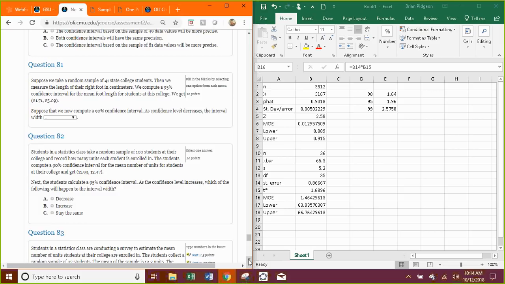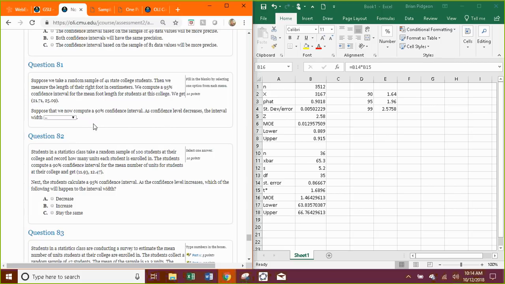All right. Man, they're really hitting home with this idea. Suppose we take a random sample of 41 state college students. We then measure the length of their right foot. We compute a 95% confidence interval for the mean foot length for students at this college. We get 21.71 to 25.09.